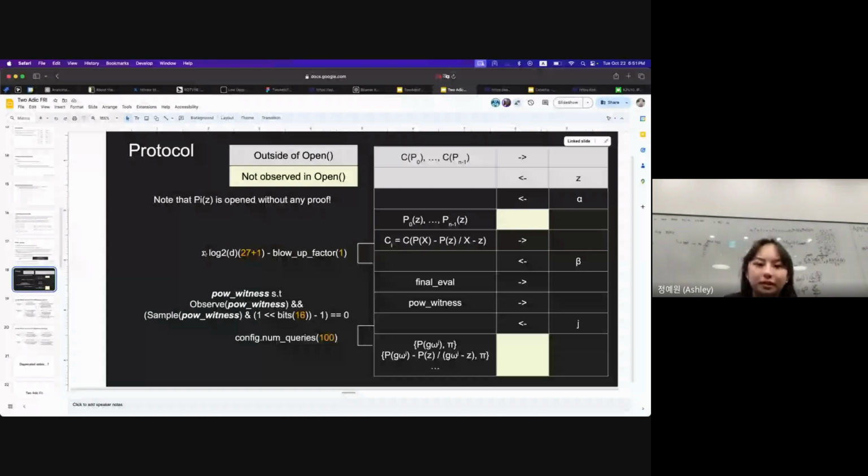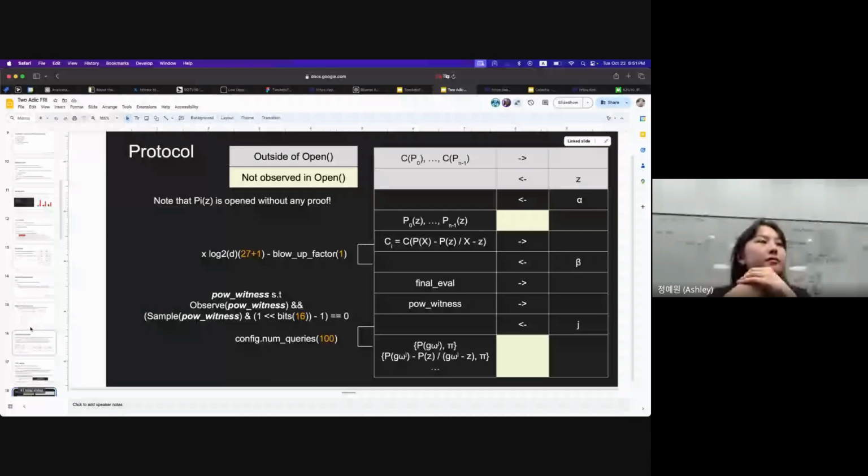So it actually used the same in Stir. In order to sample out of domain, you can just use sample in Challenger. But if you want to sample within the domain, you need to get the index, so using a modular operation. You mod by the domain size.